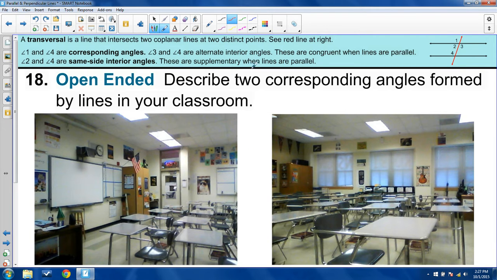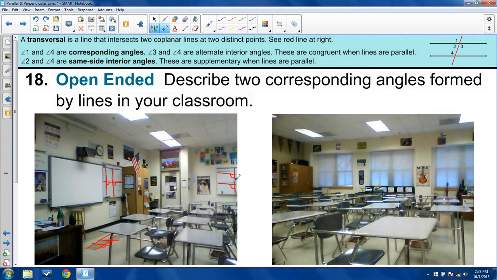Open-ended, describe two corresponding angles formed by lines in your classroom. I'll try my best. So it looks like there's pictures of my classroom here. So if you can see right here, it looks like I can have two lines cut by a transversal, and then those would be corresponding angles right there. These on the floor down here are tiles. So you could just say any part of these tiles can create corresponding angles like those two right there. But they have to go through some lines. You know, right here, once again, same thing with that tape, corresponding angles.